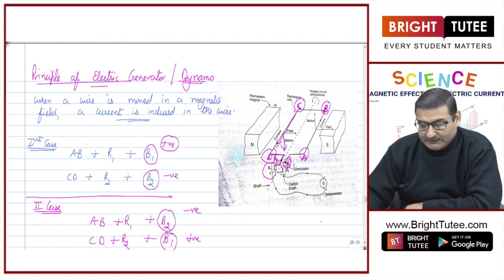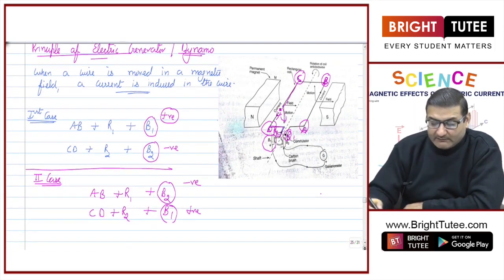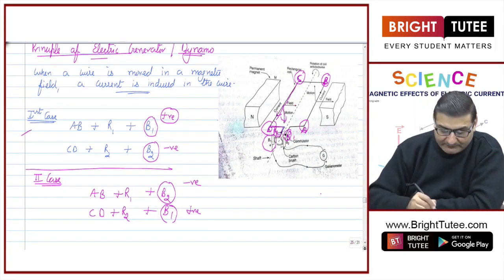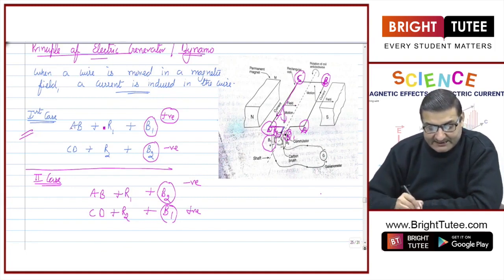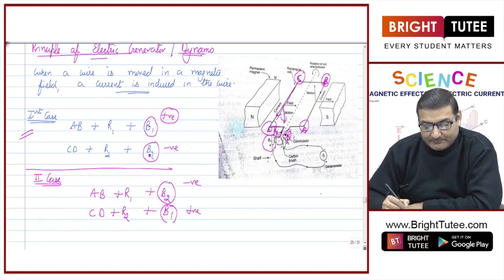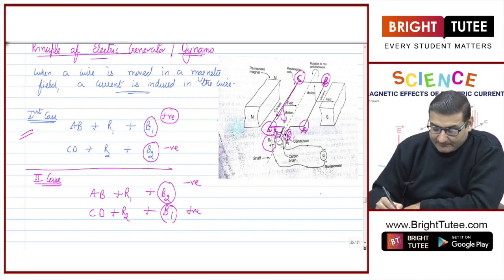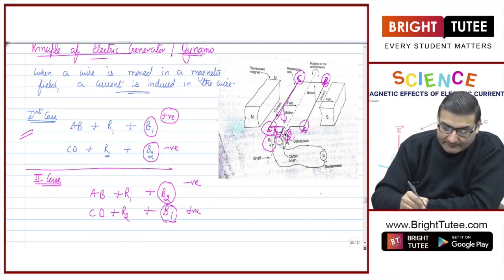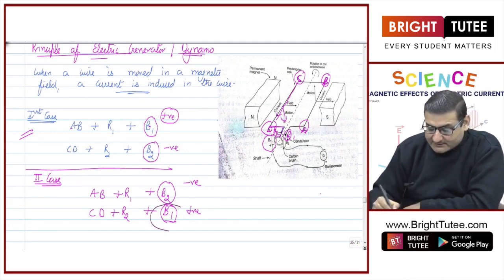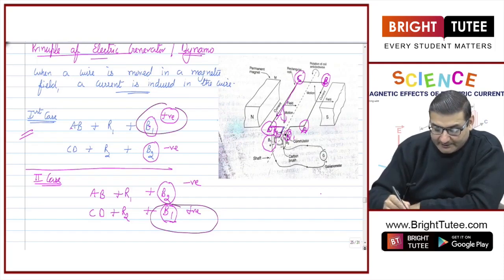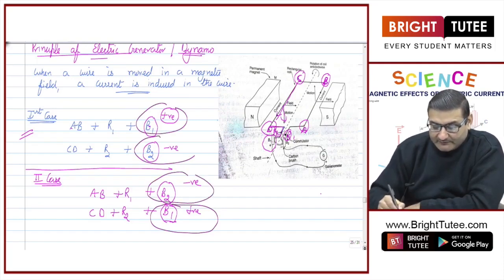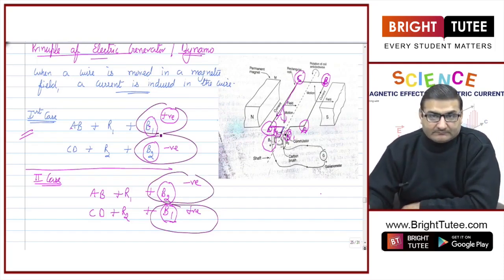Right? Getting my point? Again, if you come back to the first after rotation, this AB and R1 will connect to B1, CD and R2 will connect to B2, B1 will remain positive, B2 will be negative. However many rotations you take, every time you will find that this B1 is always positive here or here, and B2 is always negative.